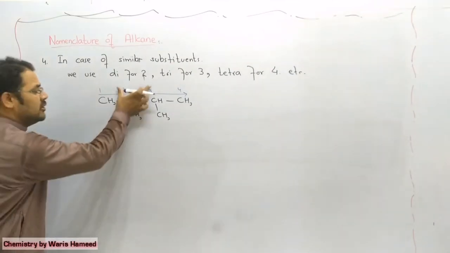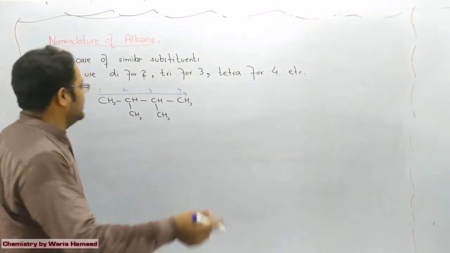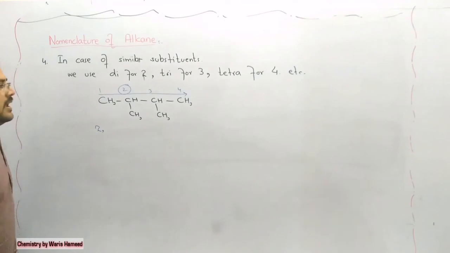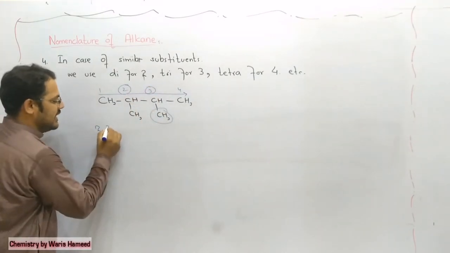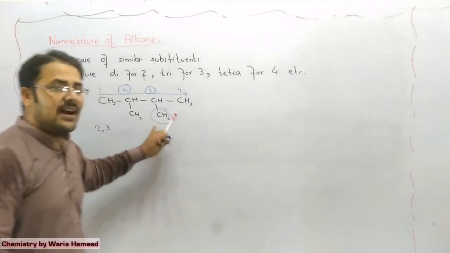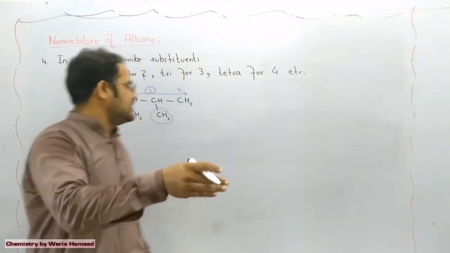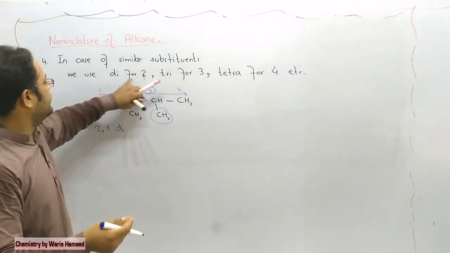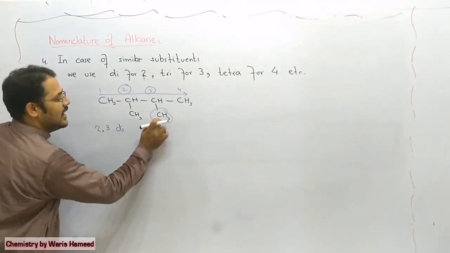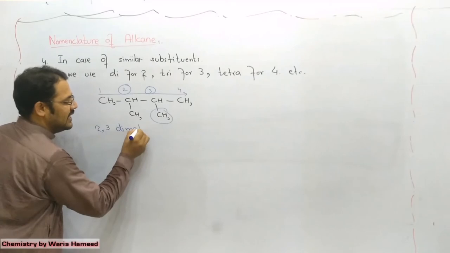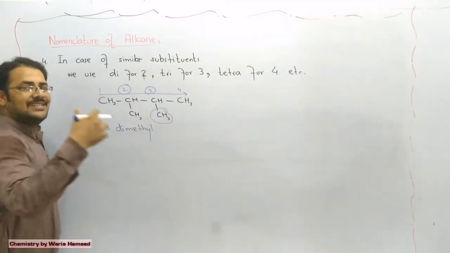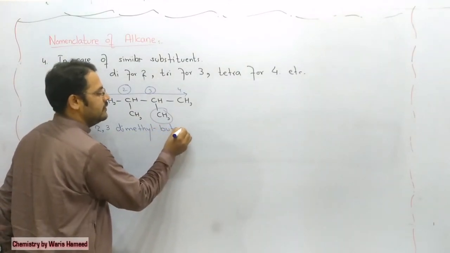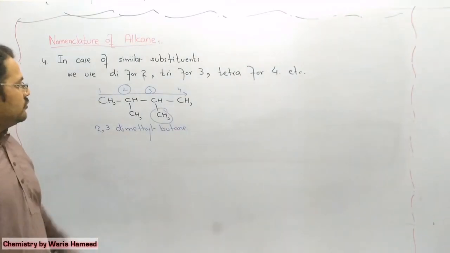Now, mention both positions of alkyl groups or substituents. It is present on second carbon, so 2 will be mentioned here. And the second substituent is present on third carbon, then we will write 3. And these are two similar substituents, then we will write di. Di is used for 2. It is 2,3-dimethyl. And the parent chain contains 4 carbons, so it is 2,3-dimethylbutane. I hope that you have understood it.